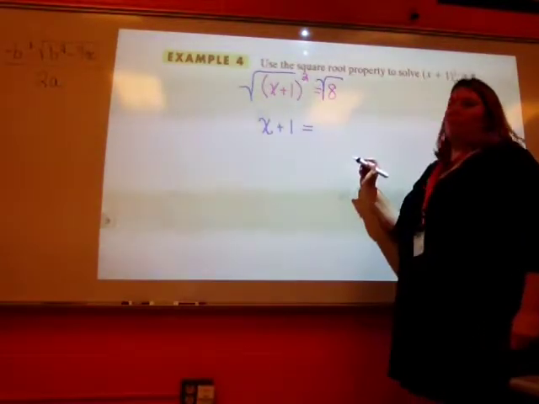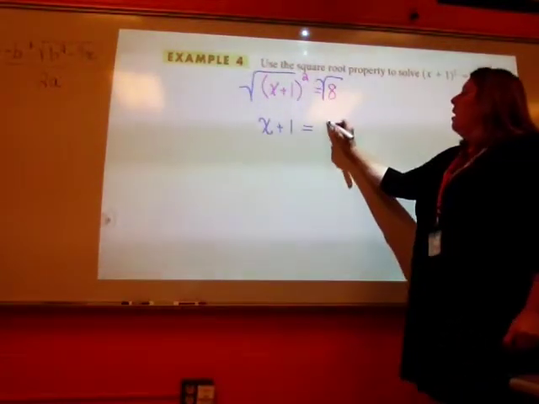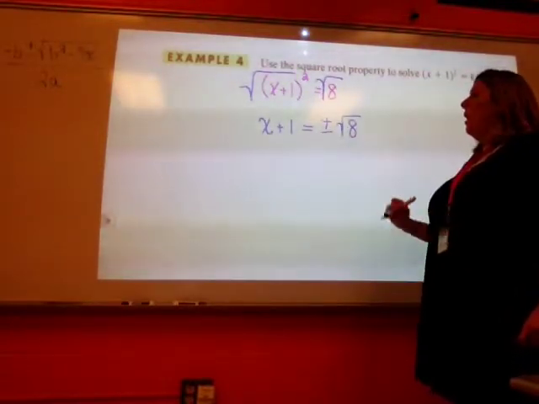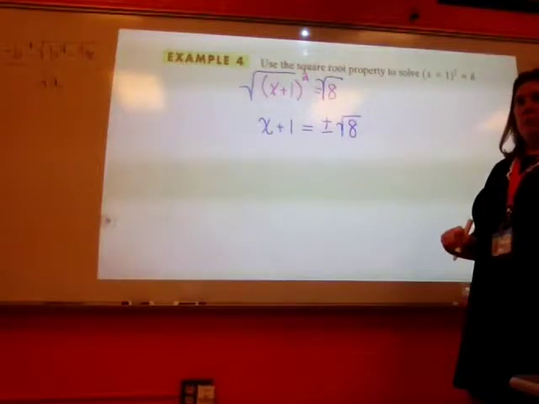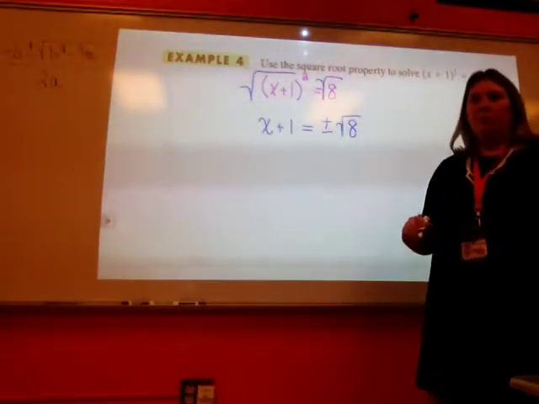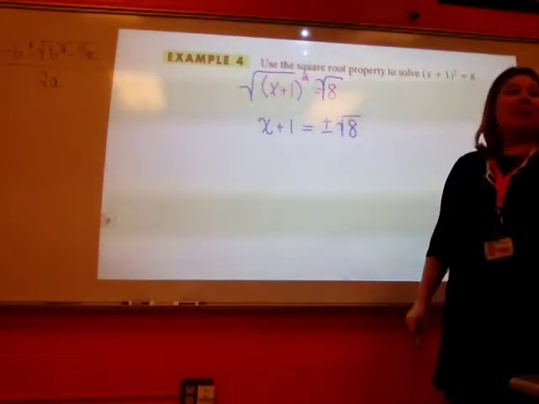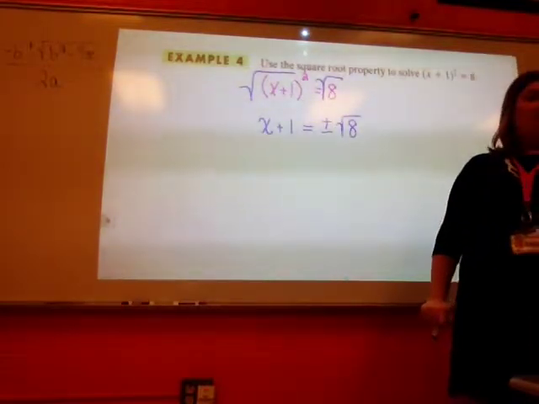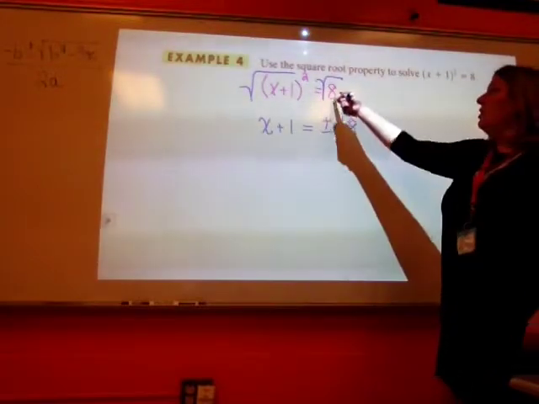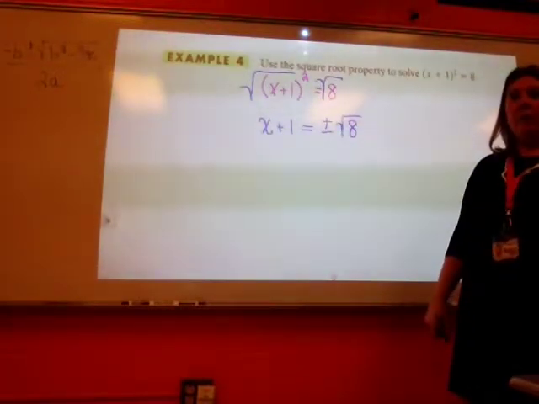is equal to what? Positive negative square root of 8. Now, can I offer you a suggestion? I'd check that square root. Because we're violating rule number what? 1. Thou shalt not leave a perfect square under the square root.